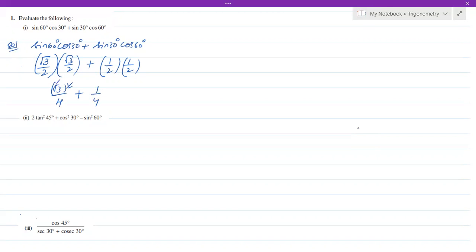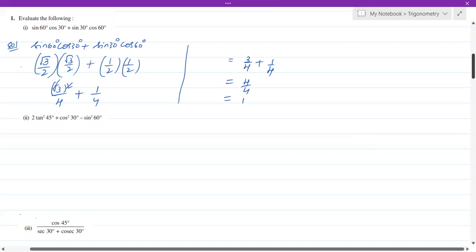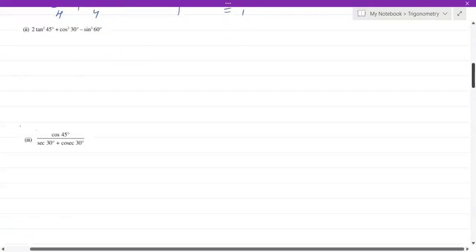So square and root get cancelled. So we get 3 by 4 plus 1 by 4, which becomes 4 by 4. 4 by 4 is 1. So we got the answer as 1. So let's get into the next question. It's very simple. We have to just substitute the values.